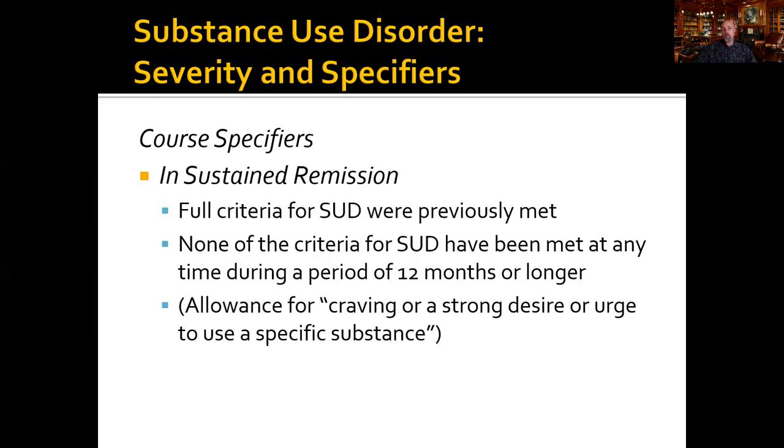And then sustained remission is the same thing. The only difference here is that none of the criteria have been met for a substance use disorder for 12 months or longer. So somebody did detox, residential, IOP, outpatient, aftercare, they haven't used in 13 months, and there's been no negative consequences for 13 months. Then we've got heroin use disorder, comma, severe, comma, in sustained remission.